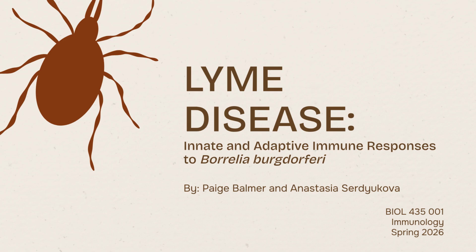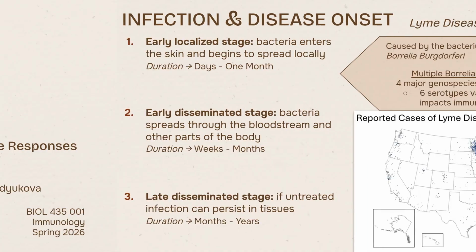Today we'll be exploring Lyme disease, one of the most common vector-borne diseases in the United States. Specifically, we'll focus on the innate and adaptive immune responses to Borrelia burgdorferi. Even though it's not very common here in Las Vegas, it's a great example of how the immune system responds to infection and why those responses aren't always enough.